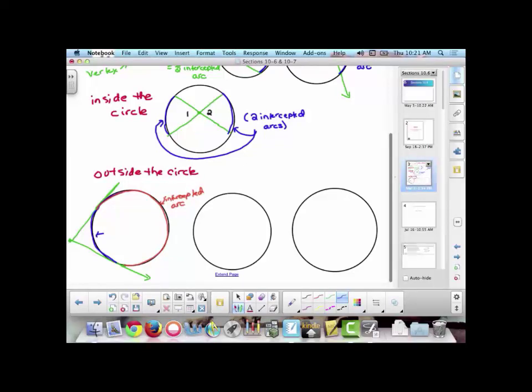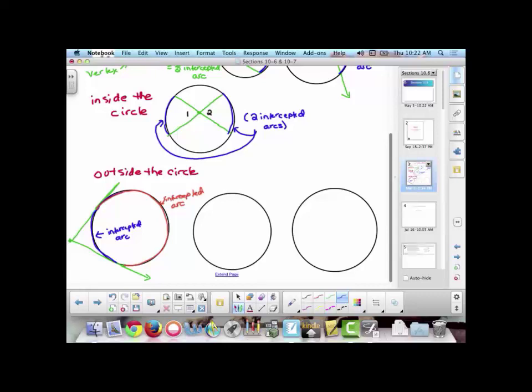Notice that the entire circle is broken up into those two arcs. So the orange arc's measure is 360 minus the blue arc's measure. The blue arc's measure is 360 minus the orange arc's measure, or together their measures add up to 360.